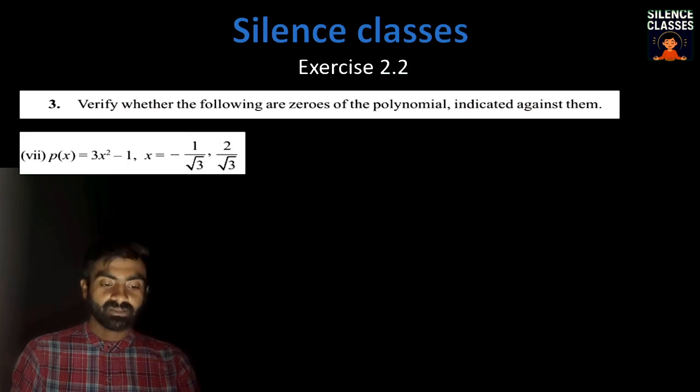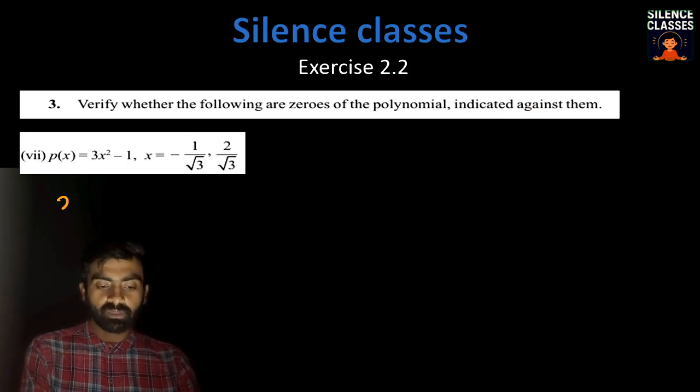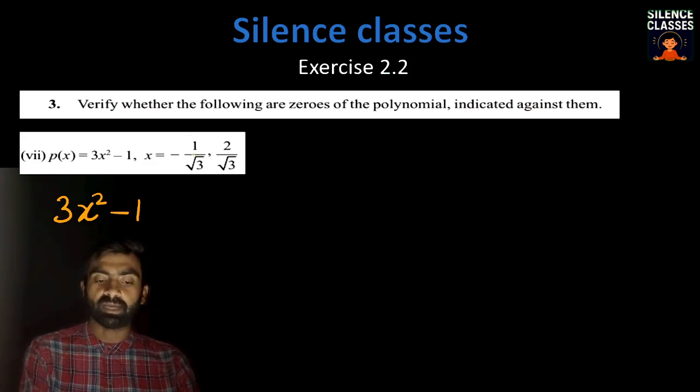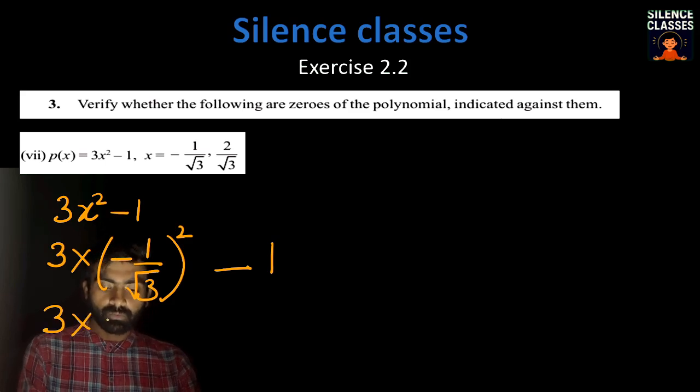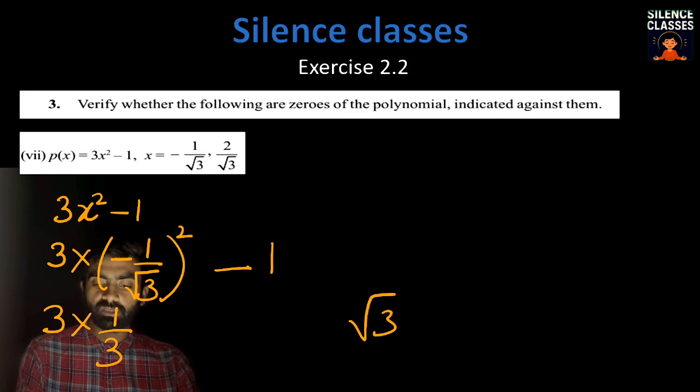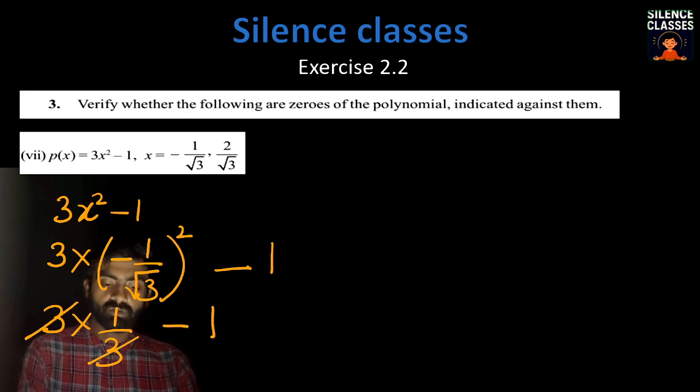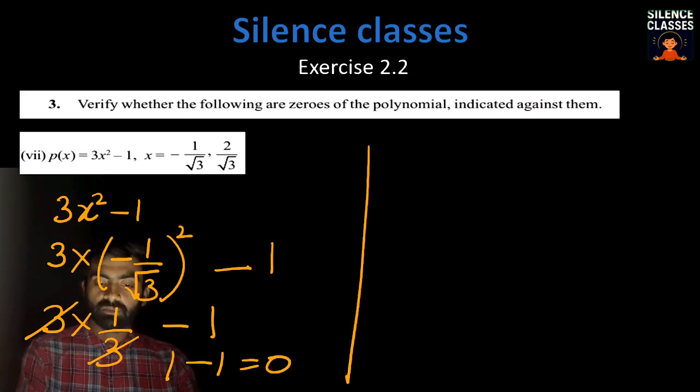Okay, so now it's the sixth one. Over here 3x square minus 1 is given. In the place of x, what we have to put? First of all, we have to put minus 1 upon root 3. So we can say 3 multiplied by minus 1 upon root 3 whole square minus 1. So it will become 3 multiplied by 1 upon 3, because root 3 whole square will become 3 only. Okay, so 3 by 3 we can cut this out, so it will become 1 minus 1, it will become 0.